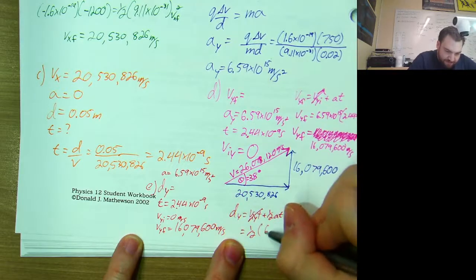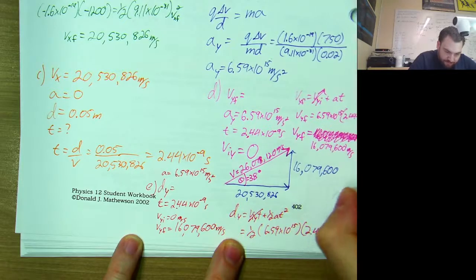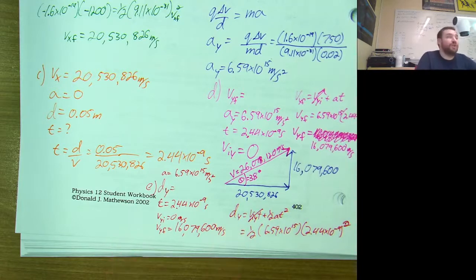1/2 times 6.59 times 10 to the 15 times 2.44 times 10 to the negative 9 squared. We could have used v_f squared equals v_i squared plus 2ad if we'd wanted to. We could have used d equals (v_i plus v_f) over 2 times t. Lots we could have done.